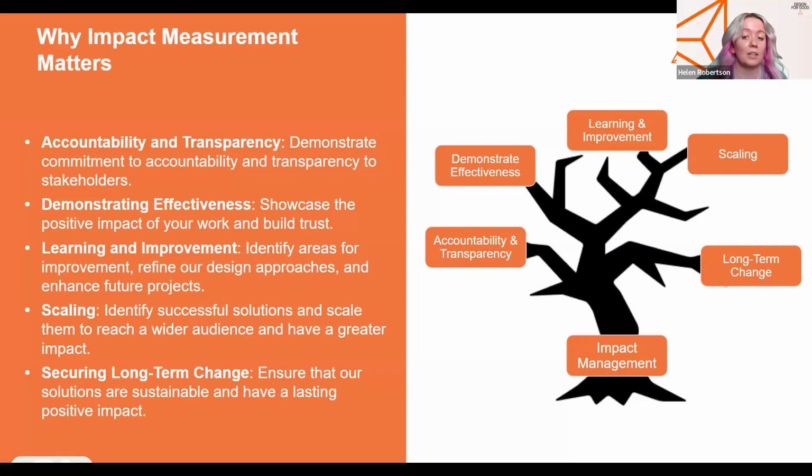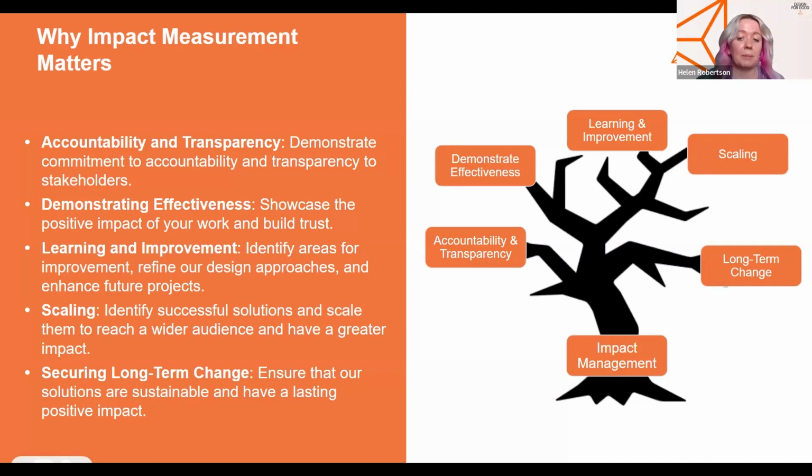When we measure impact, we can pinpoint successful solutions and scale them to reach a wider audience. This amplifies our impact and ensures more people benefit from our work. Ultimately, impact measurement helps us ensure our solutions are sustainable and create lasting positive change. Not just about short-term wins, it's about building a better future for the long term.